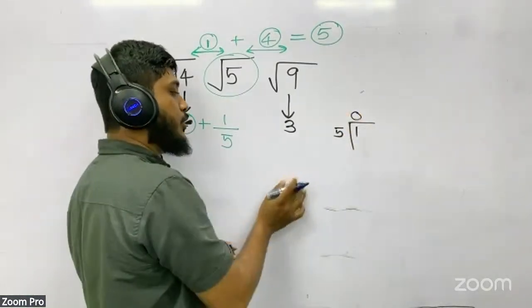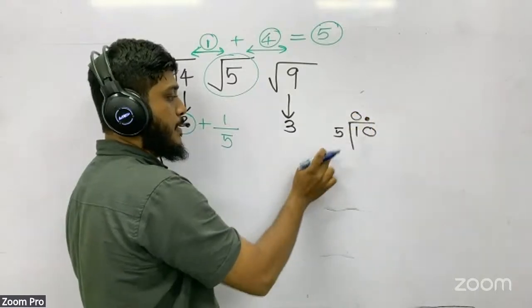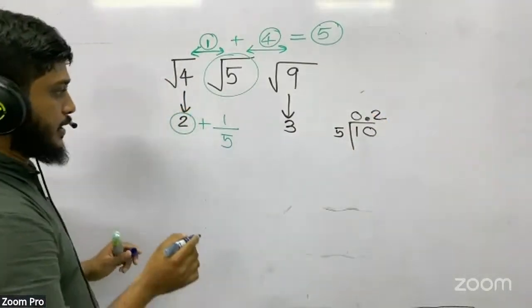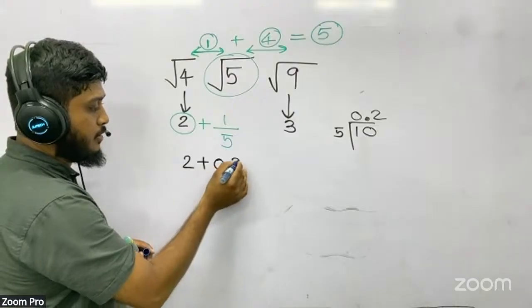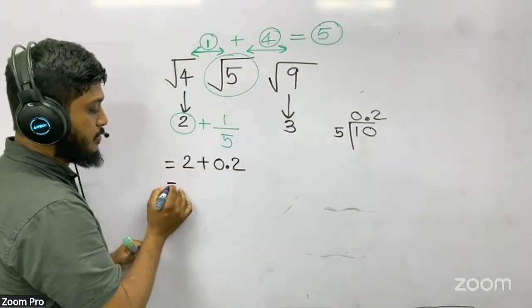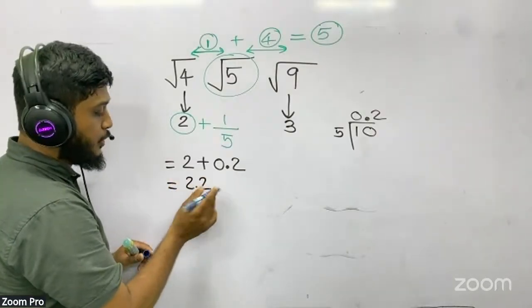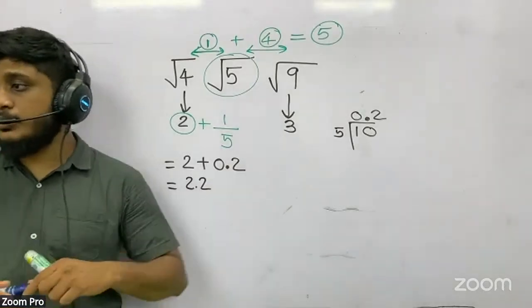So if you want to continue, what should you do? You have to put a decimal point after the 0. How many 5s are in 10? 2. Then what we get here is 2 plus 0.2. 2 plus 0.2 is how much? 2.2.